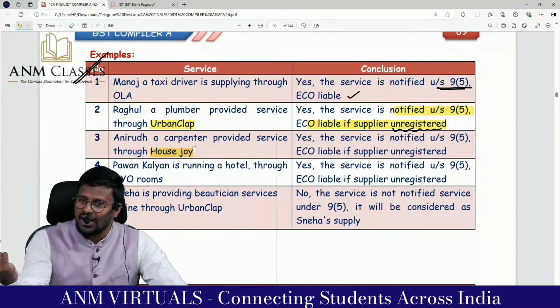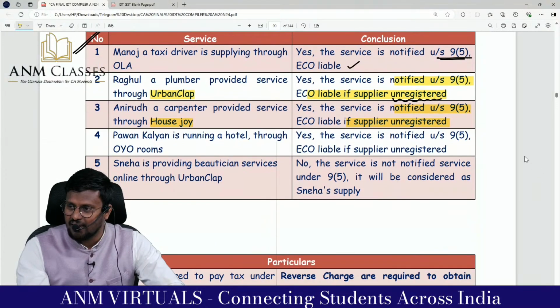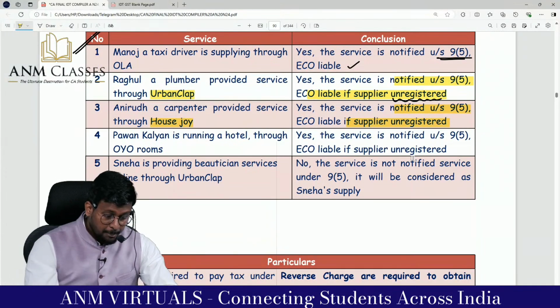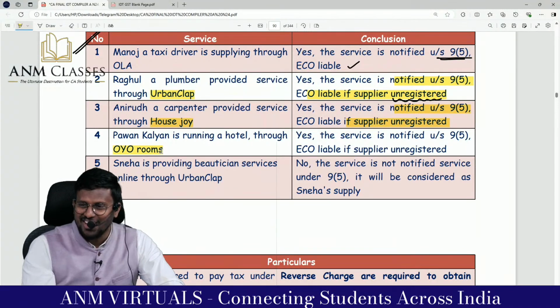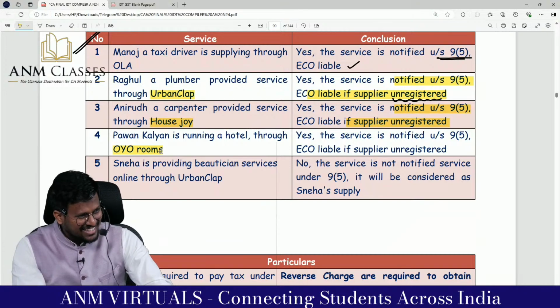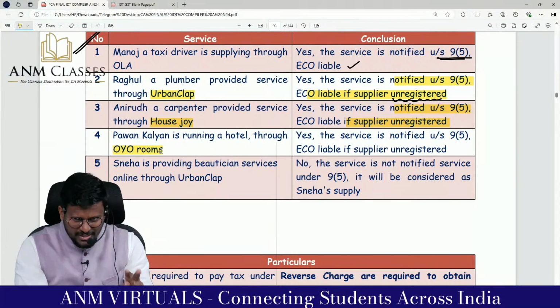Provided Anirudh is a... Yes, the service is notified under 9(5). Eco is liable if the service is unregistered. Are you able to appreciate? Yes, sir. Pawan Kalyan is running a hotel through Oyo Rooms. Sir, is Oyo Rooms an e-commerce operator? Yes, sir. Is this service a notified service?